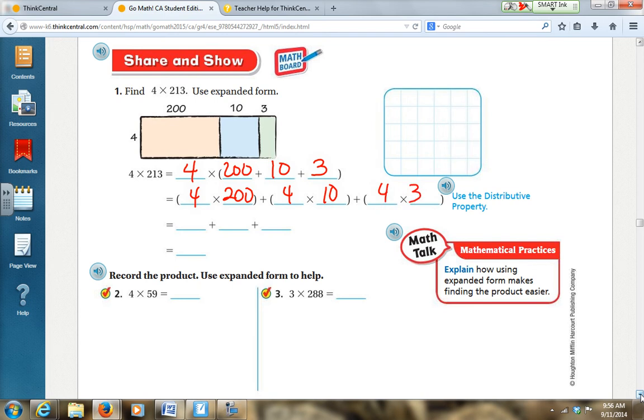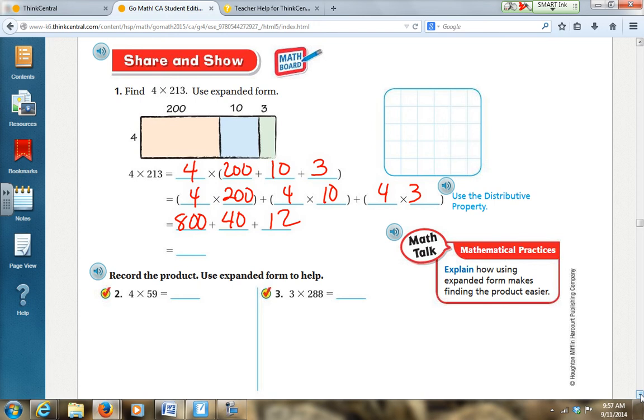Yay. Now I want the answers. What's 4 times 200? Aubrey. 800. So 4 times 2 is 8, and then add the zeros. What is 4 times 10? Elise. 40. Good. And what is 4 times 3, Damien? Stop making noises. 4 times 3 is 12.